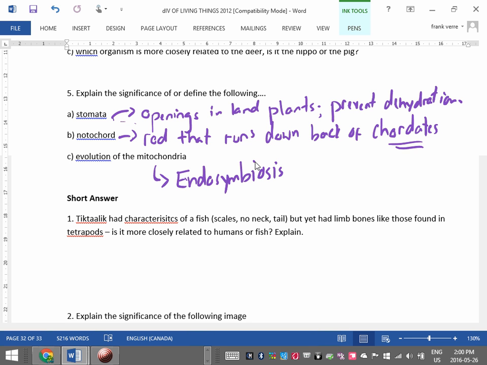When something lives inside something else, right? And what happens to it over time? It loses a lot of its characteristics that allowed it to live on its own. So it becomes reduced. You have a lot of things that are lost. So then it ends up being like you have to now live in that organism, right? It becomes dependent now on the host organism.